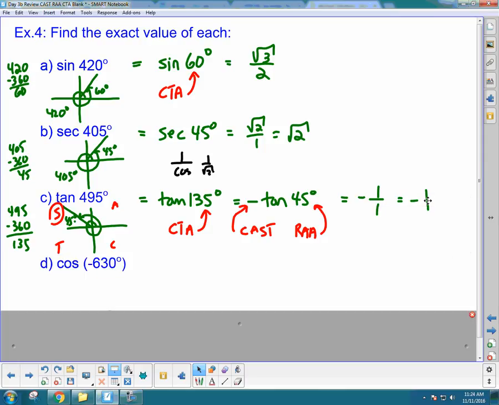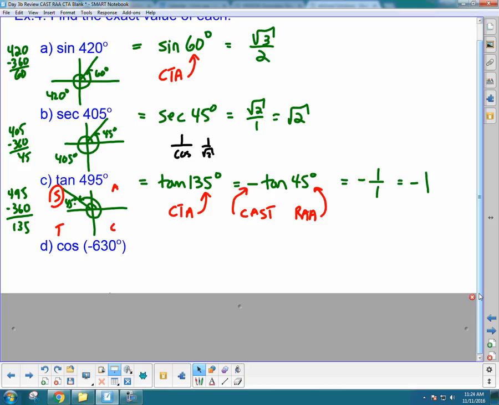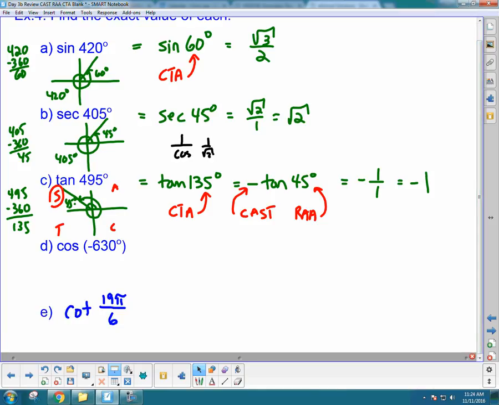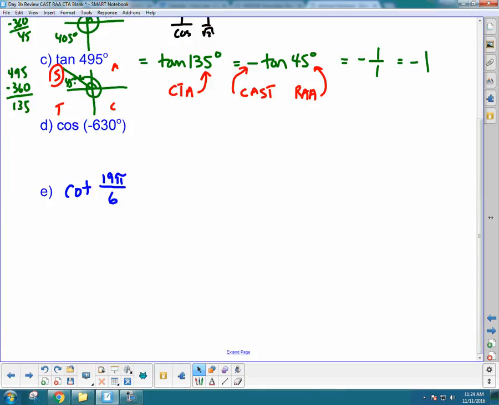All right, so the next one we're going to look at is cos negative 630. So this is very interesting. First off, it's negative, so when we draw our picture, we have to remember to draw it going in the opposite direction. Also, let me just extend the page here to make it longer.